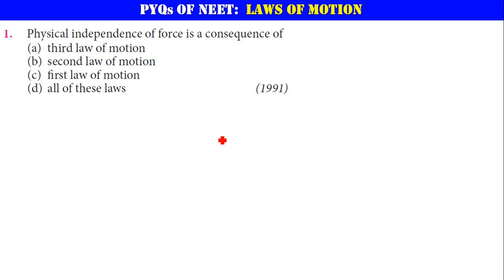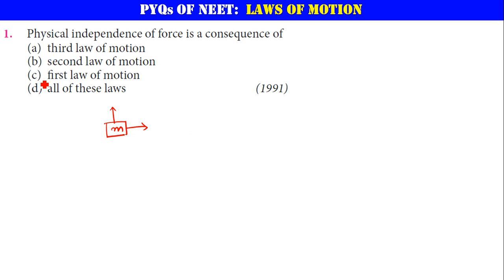The first and foremost question is talking about physical independence of force is a consequence of. So what does this actually mean? Physical independence of force is nothing but, let us say, if you consider any mass which has horizontal motion and vertical motion, horizontal motion is independent of vertical motion and vertical motion is independent of horizontal motion. That's what is the physical independence of force. Horizontal forces are not going to affect vertical forces and vertical forces are not going to affect horizontal forces. That's what it is. Which is a consequence of dash.